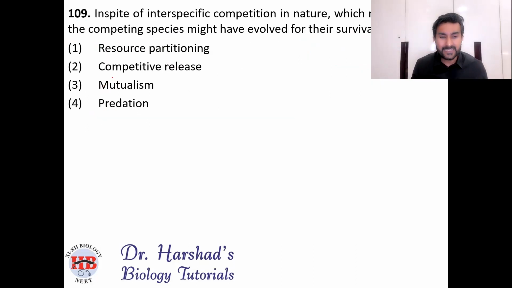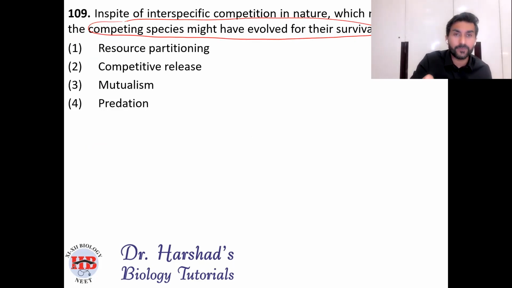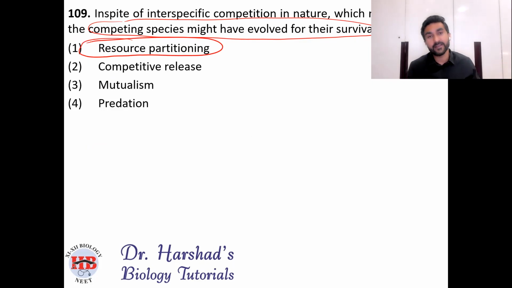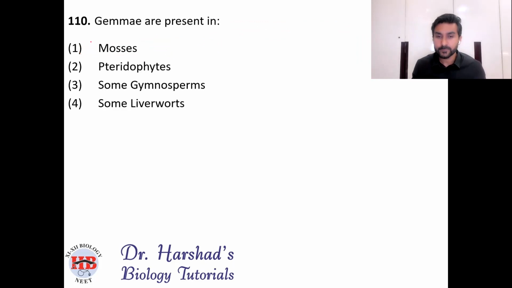In spite of interspecific competition in nature, they have asked you how competing species survive. There was an example of warblers which was given, whereby we had different feeding at different levels. This was called resource partitioning. This is an example from NCERT which talks about resource partitioning, which helps competing species survive in spite of living in similar habitats.